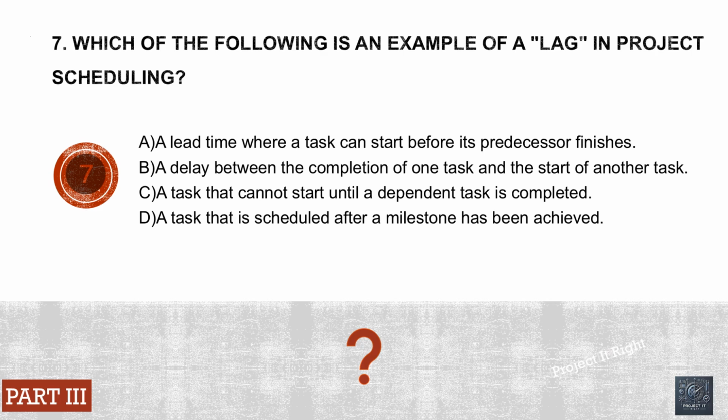7. Which of the following is an example of a lag in project scheduling? A. A lead time where a task can start before its predecessor finishes. B. A delay between the completion of one task and the start of another task. C. A task that cannot start until a dependent task is completed. D. A task that is scheduled after a milestone has been achieved.